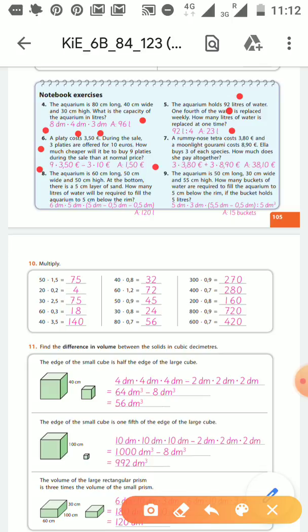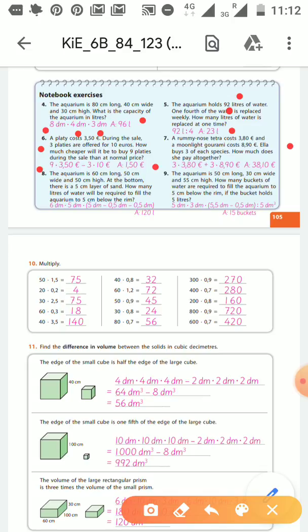So how much cheaper would it be to buy 9 platies during the sale than the normal price? If 3 platies cost €10, then 9 platies cost €30, all right, if they're on sale. The normal price, 3 platies cost €10.50, okay? So times that by 3, and we would get €31.50. And you just take the €31.50 from the 30 to get 1.50.